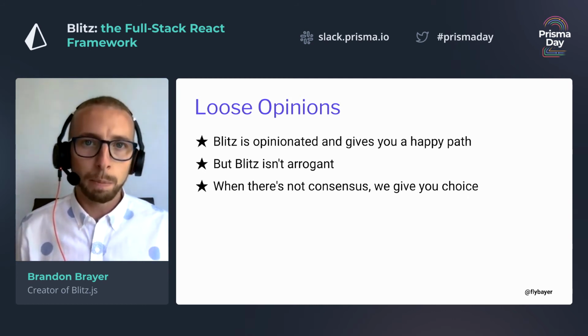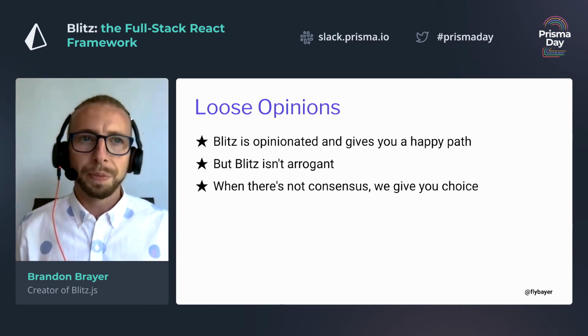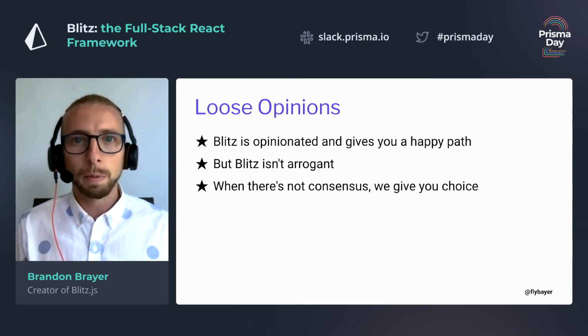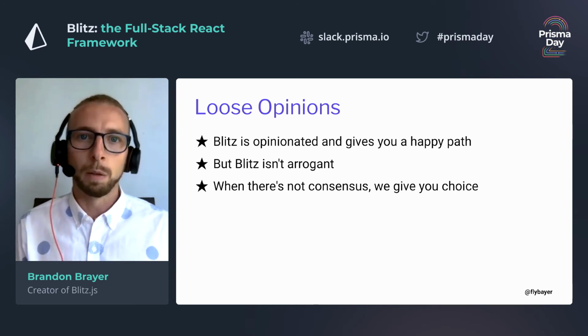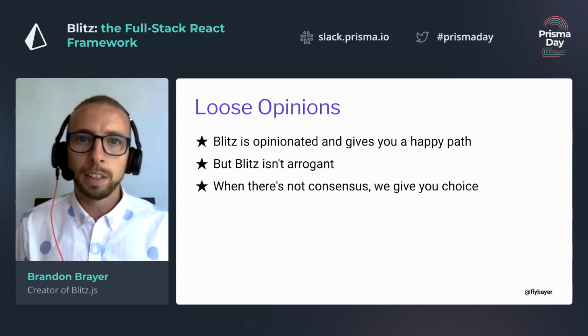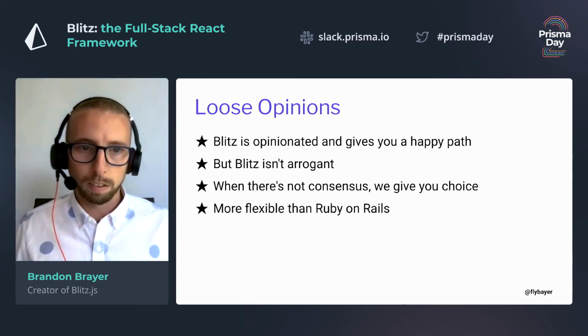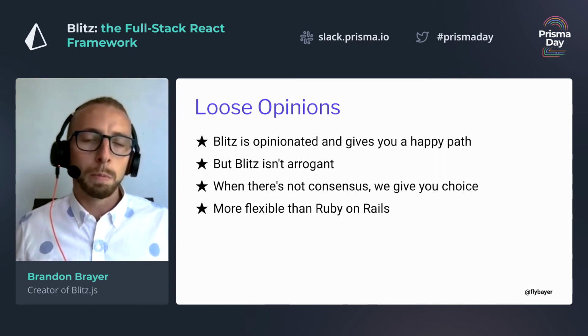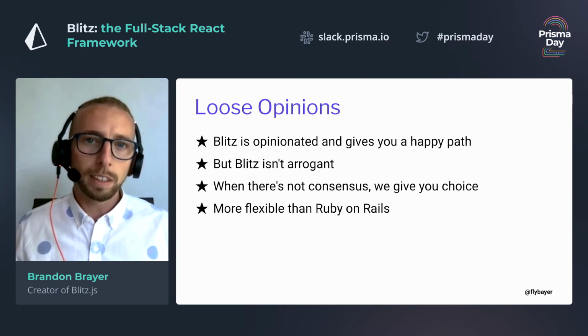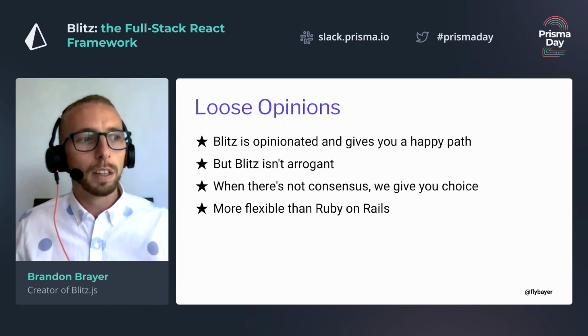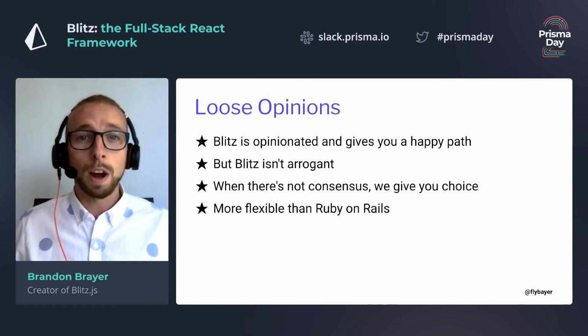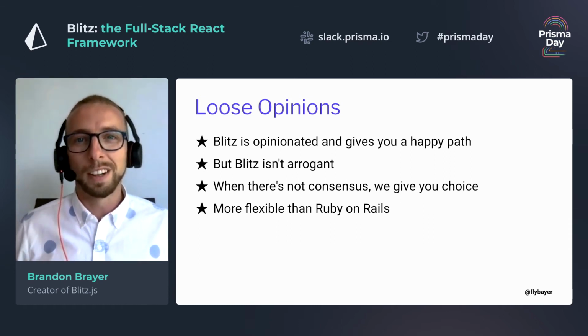This strikes a good balance between not forcing you to use something that you don't want to use, and also you don't have to set it up manually, whereas today you have to configure everything together and set it up yourself. So overall, Blitz is more flexible and has less magic than Ruby on Rails. And I think it strikes a good balance between Ruby on Rails on one extreme and the wild west of React development today.